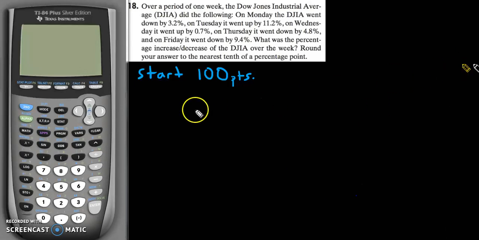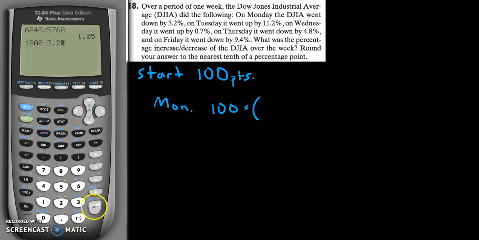Okay, so it looks like it started at 100 points. And then on Monday, it went down by 3.2, which means out of that 100, it retained 96.8. I'm just subtracting these all from 100. You can come over here to check on yourself if you want to. There. So it retained 96.8% of its value.